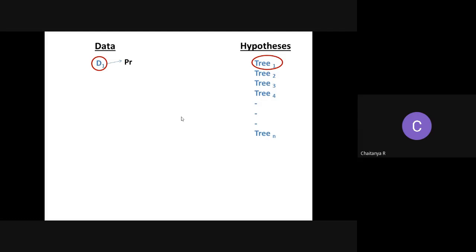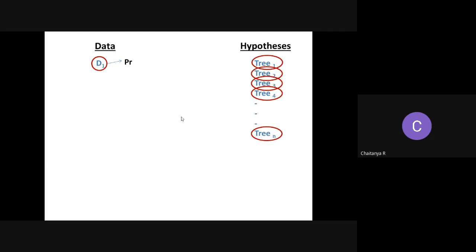Similarly, we calculate the probability of getting this data given tree 2, and then tree 3, tree 4, until all the n trees are exhausted, the n possible trees that we have for this given data. However, programs like RAxML would not evaluate all possible trees because it's a heuristic method and not an exhaustive method. Same thing with a program like MrBayes, which does Bayesian inference. It's not going to evaluate all possible trees. It's going to use heuristics to try and get to the right tree.